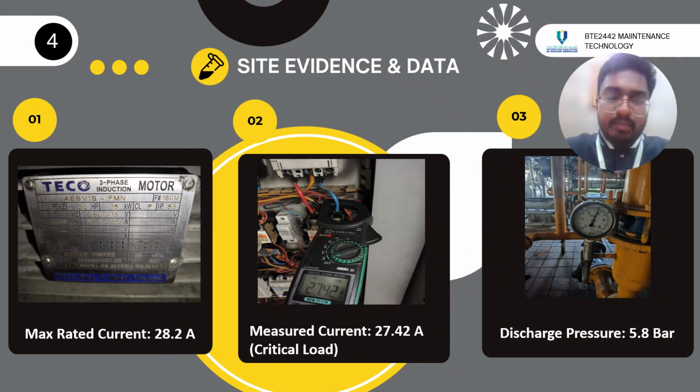As you can see here, the max current from the motor's plate is 22.8. That's the limit. If you go beyond that, it causes huge problems for the motor. The maximum current we got is 27.428, where the valve is already critical and the discharge pressure is already 5.8. So this is all the evidence data, because the meters have not been done yet.